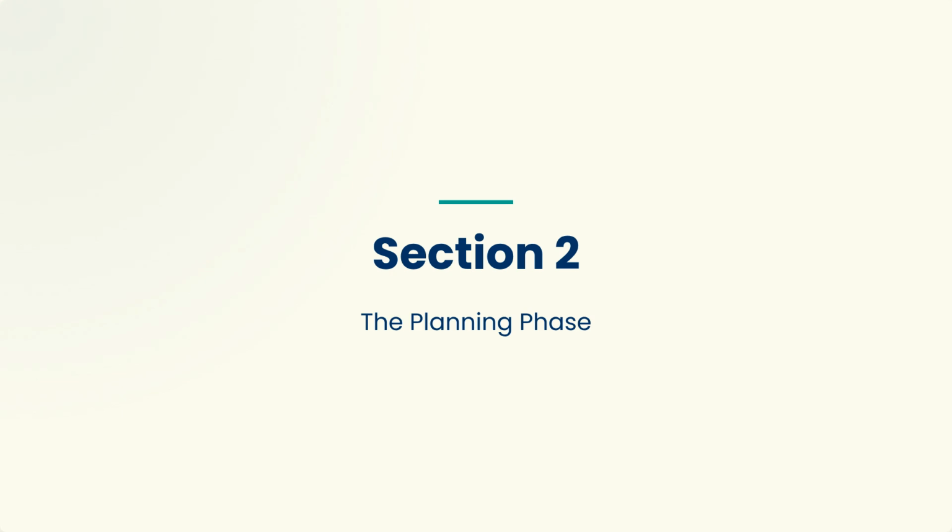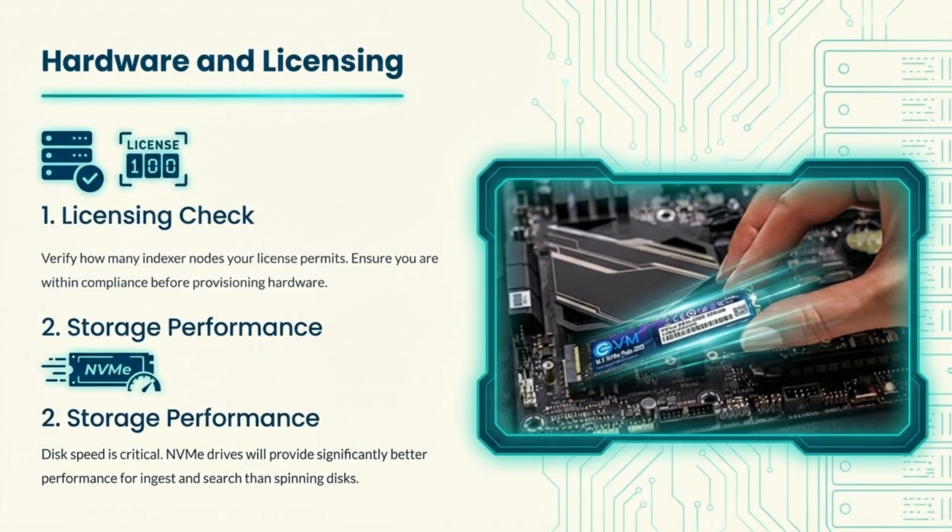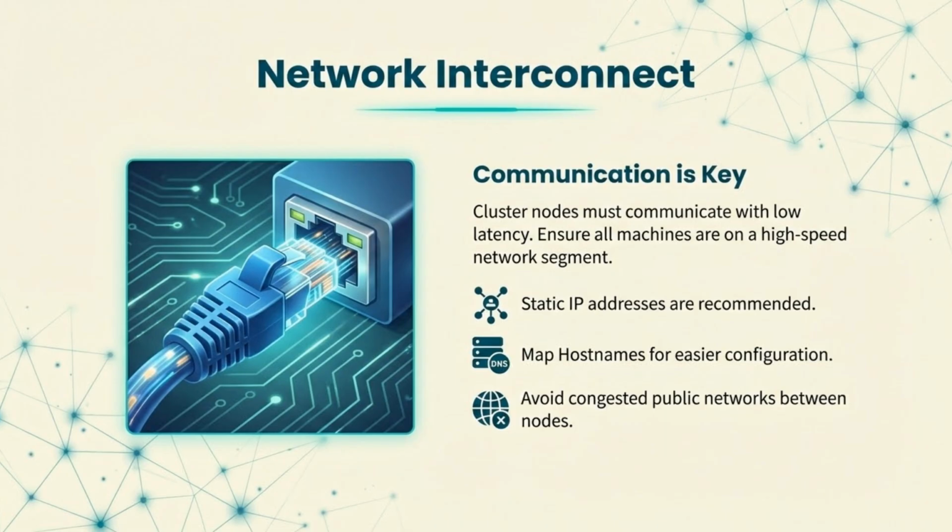Next, we move to Section 2, the planning phase. In the planning phase, first verify that you have the necessary licensing for all indexer nodes. Secondly, prioritize storage performance. NVMe drives are recommended for significantly better performance in ingest and search compared to spinning disks. Cluster nodes require low-latency, high-speed network communication. Static IP addresses are recommended, and mapping host names simplifies configuration.